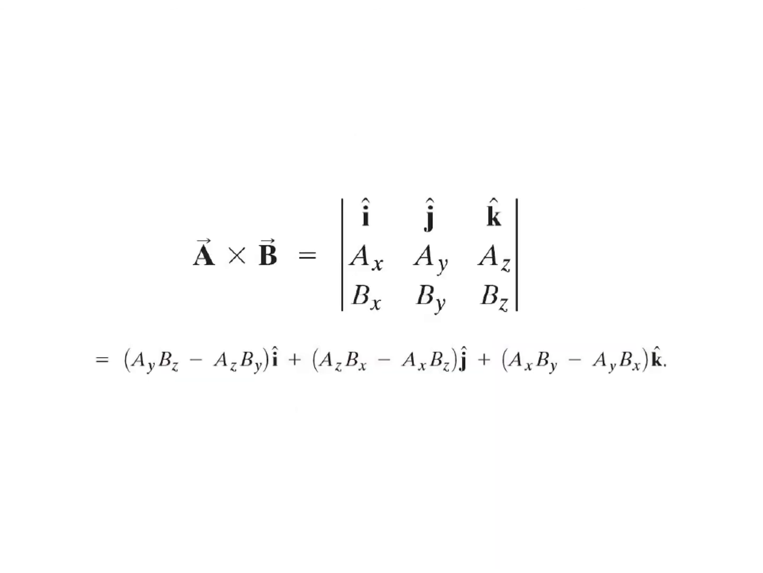As you see here, when A crossing B is without the brackets, the final answer should be a vector quantity. How do you know that this is a vector quantity? Look at the final answer. It contains i, it contains j, and of course it contains k. So the final answer will be in the form of a vector quantity. You must know how to use this one, and for example, in this kind of situation.